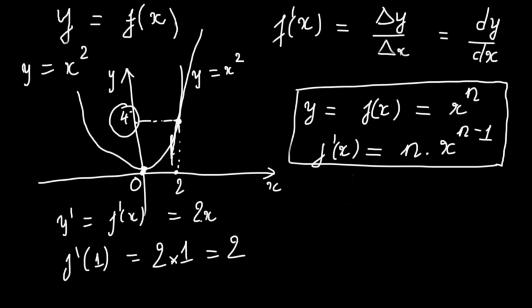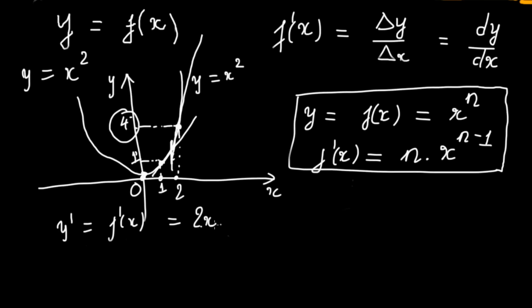We can see at x equal 1 right here, and then 1 squared equal 1. So y equal 1, right? The point is 1, 1. And you can see the derivative at x equal 1 will be 2. This number 2 right here represents the slope of the tangent line at this point. So this is the slope, right? And the slope is 2.